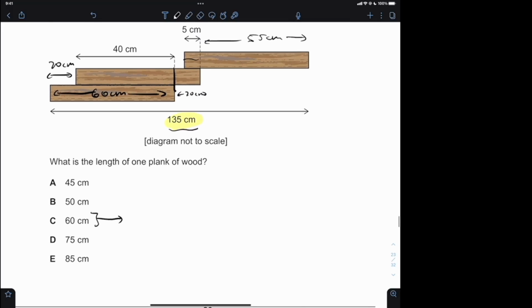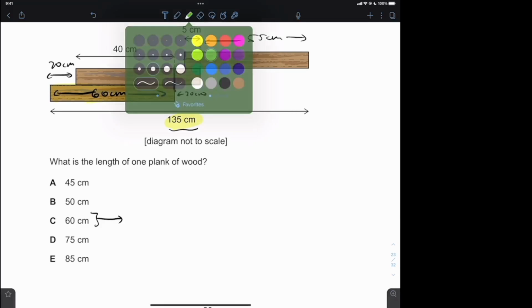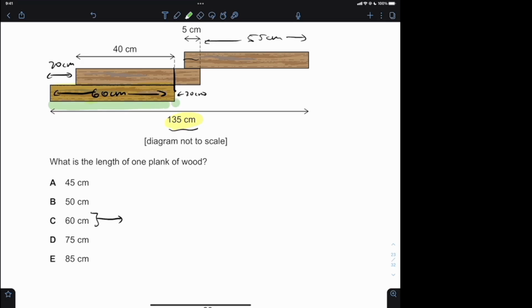So, trying 60, that means that from here we'd have 60 centimeters from this plank here, right? We'd then have, so that's 60 already done. We'd then have 20 in this range, and then we'd have 55. Right? So the total length should be 60 plus 20 plus 55, which gives us, oh, okay. We get the answer at first go, 135 centimeters.